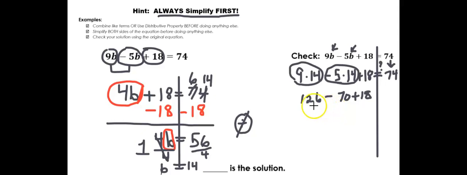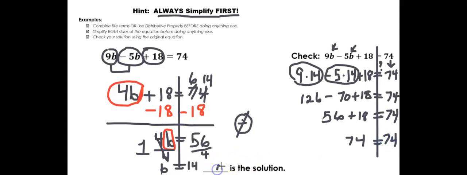Now I'm going to do 126 minus 70. When I subtract that, I end up with 56 plus 18. Remember, this is supposed to give me 74, and I just keep funneling that left side, bringing down the 74, so when I'm done, I can see if they match. When I add 56 and 18, I get 74, and it worked. So I did find the right solution. The solution is 14 for this equation.